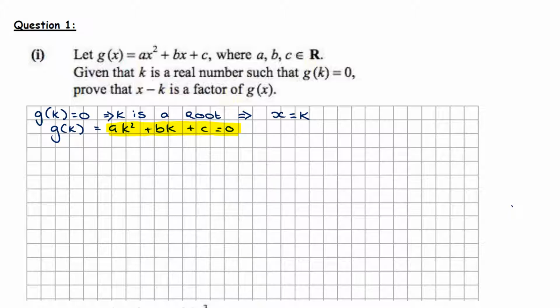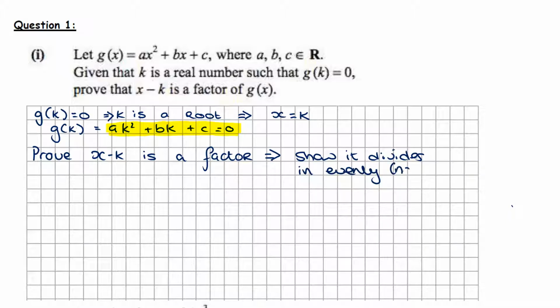Okay. So then they want us to prove that x minus k is a factor. So if we want to prove that anything is a factor, it's always the same way. We want to show it, so basically show it divides evenly. It divides in evenly. So that means no remainder. And that's important, and that's kind of going to be our logic we're going to use. No remainder. So let's go with this. Let's have our x minus k. We're going to divide it into ax squared plus bx plus c.